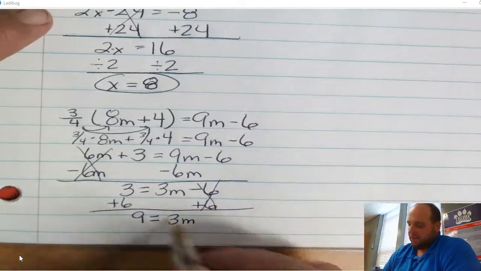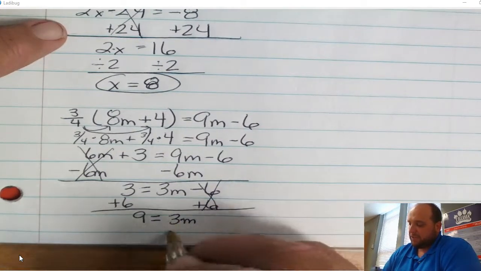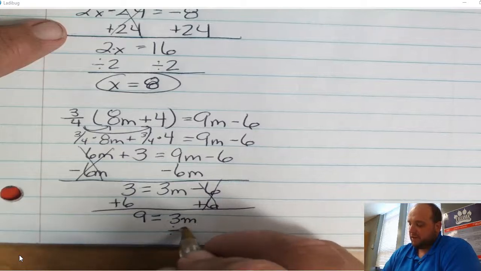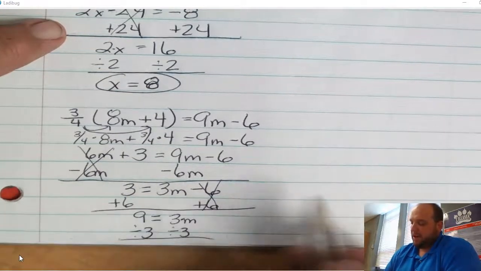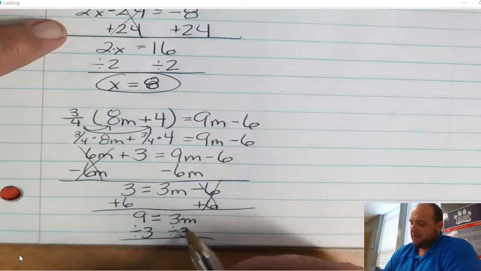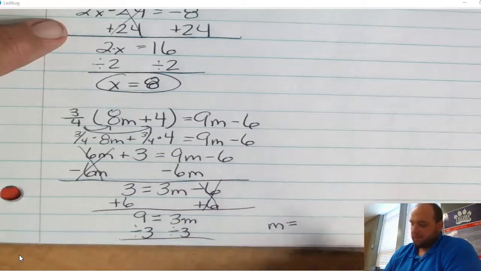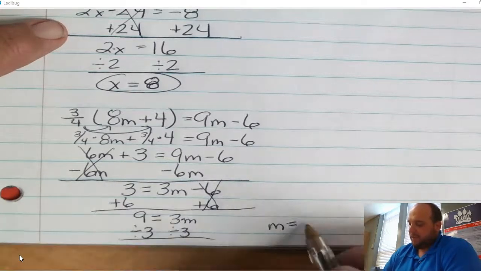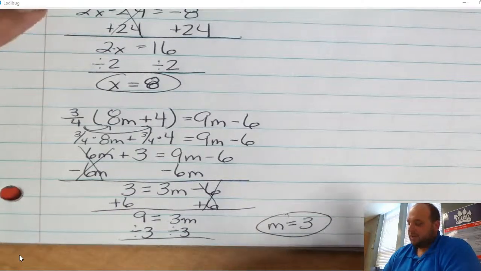I need to go ahead and solve for the variable m. I do that because this is multiplication, so therefore I'm going to do division here, and I'm going to divide by 3. And I'm kind of running out of room here. 3 divided by 3 is 1. 1 times m is m. So I get m equals 9 divided by 3, which is 3. So I get an answer of m equals 3.